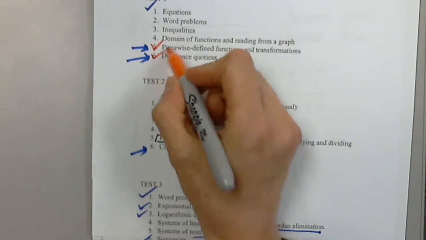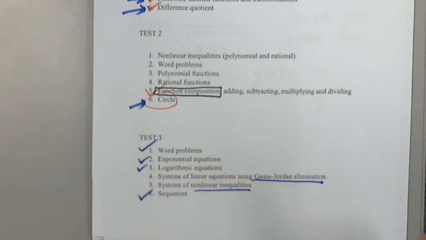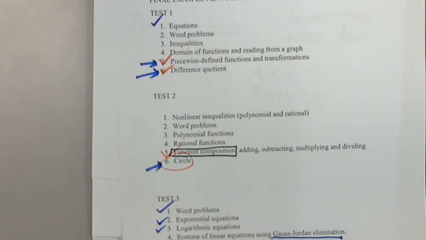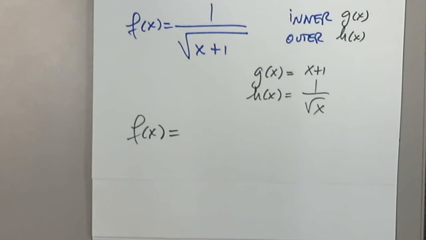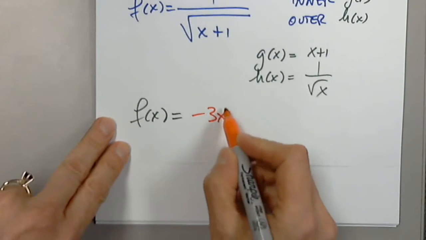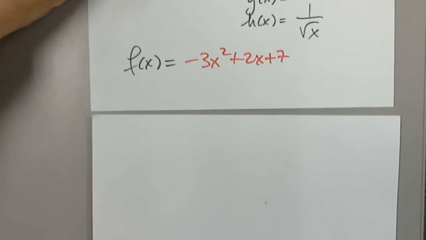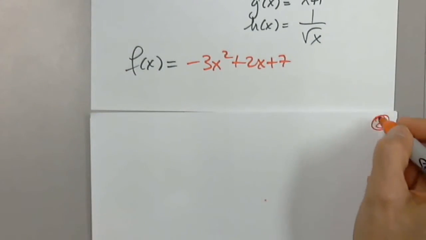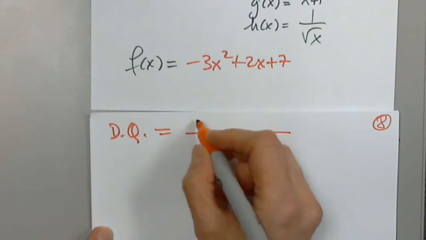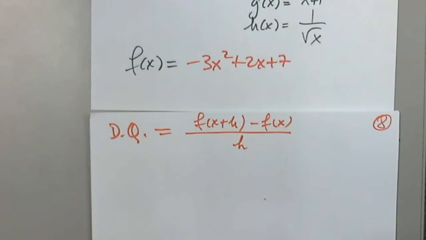So we did piecewise, we did the difference quotient, we did an example here, we did not do the circle, okay? Anyone? A quadratic function? Okay, negative 3x squared plus 2x plus 7. We're asked to find the difference quotient. You don't have to memorize the definition of the difference quotient. It will be given to you. And here it is: f of x plus h minus f of x, over h.